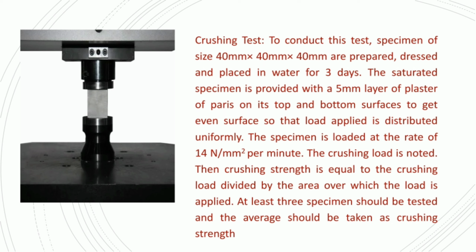You can see in the image how the cube sample is made. It is of 40 mm into 40 mm into 40 mm and a 5 mm layer of plaster is applied on the top and bottom so that the load is distributed uniformly.